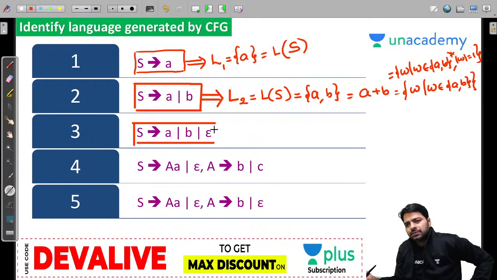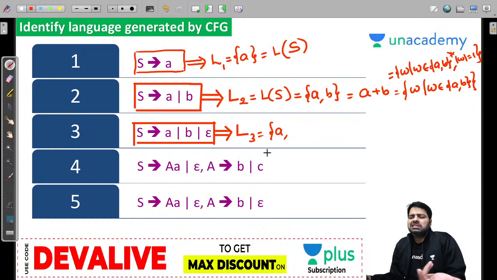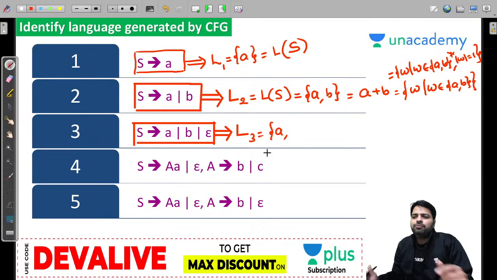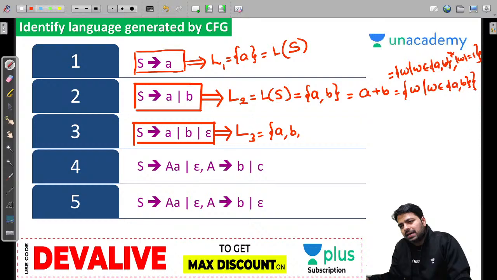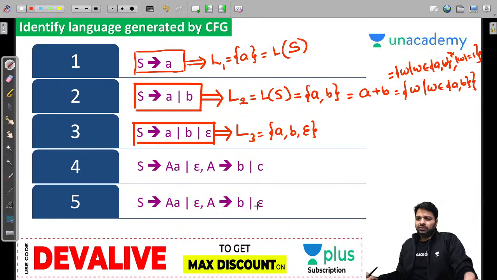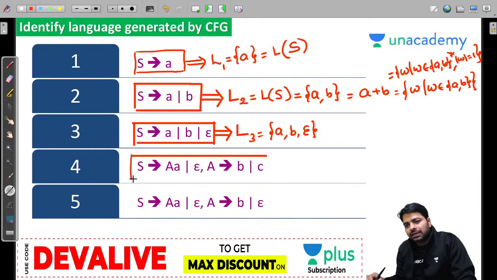If you are looking at, what is L3 now? Okay, I can generate A. You can use a parse tree, you can use LMD, you can use RMD, but prove that A is there, B is there, epsilon there. Okay, now we have two non-terminals, guys. We have two non-terminals. You must focus on clearly.